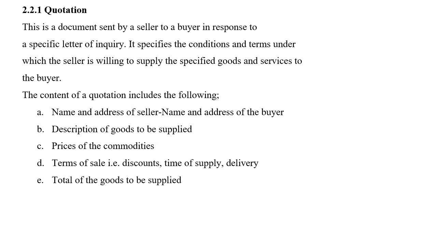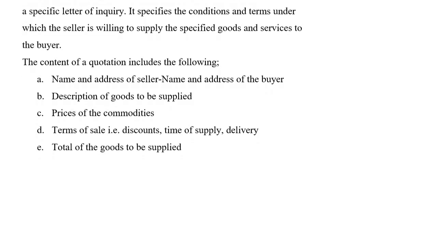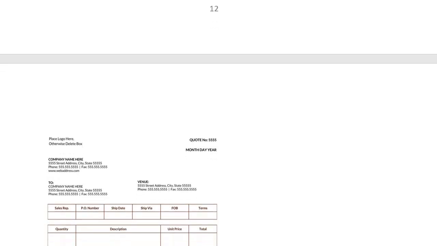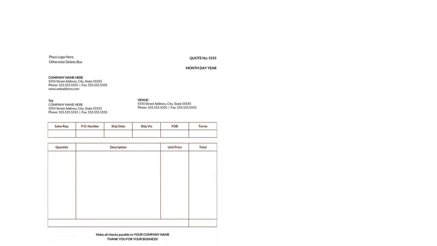The first content is the name and address of the seller, and the name and address of the buyer. Also, it states the description of goods to be supplied, the prices of commodities, the terms of sale, and the total of the goods to be supplied. So let me show you an example of a quotation here. Okay, this is an example of a quotation.